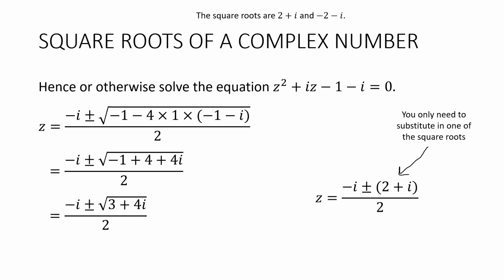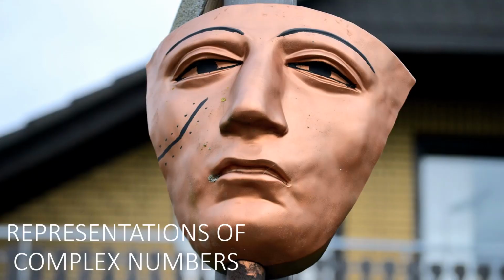Now working through the plus section here, we're going to get negative i plus 2 plus i all over 2, which is 1. And then through the negative, negative i take away, in brackets, 2 plus i all over 2, gives us negative 1 take away i. Okay, that's it. In our next lesson, we're going to look at representations of complex numbers.